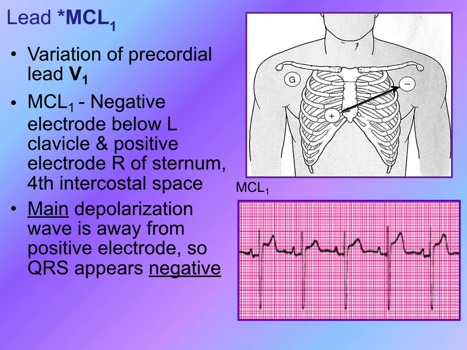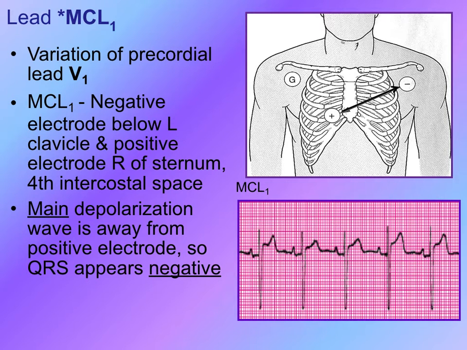This is the MCL1, or modified chest lead. It's a variation of a precordial lead V1. There's a 12 lead EKG class that you could take, and it would show you 12 different leads that you would place on the body. That's beyond the scope of this class. However, occasionally we will have an MCL rhythm strip to look at.